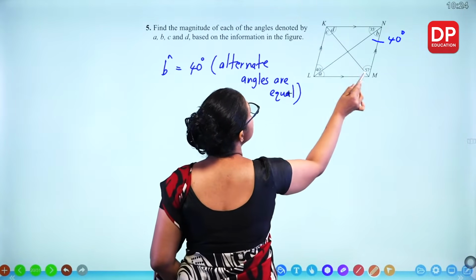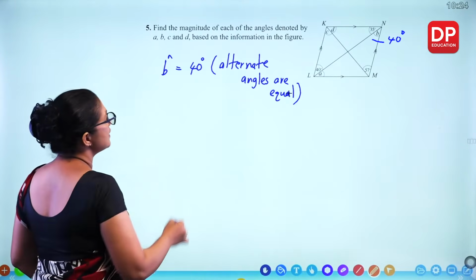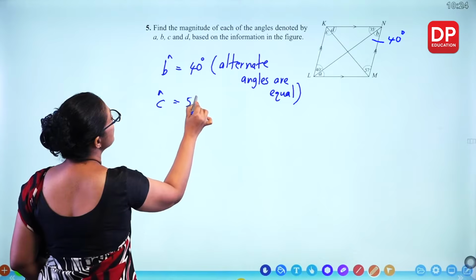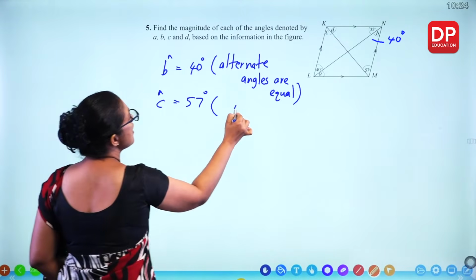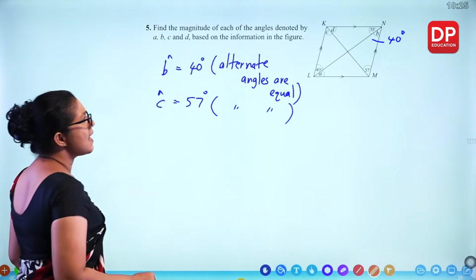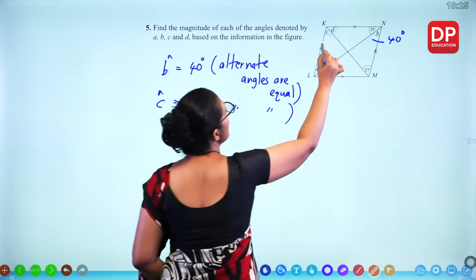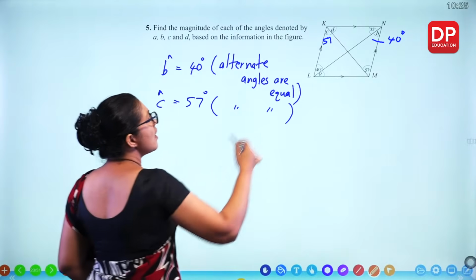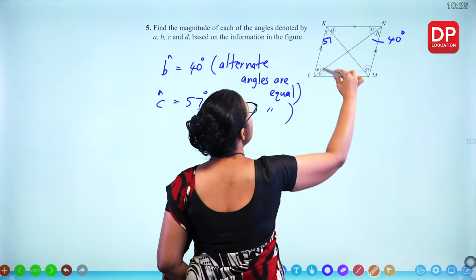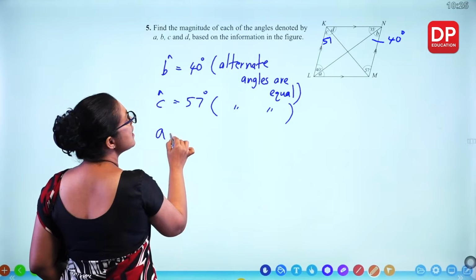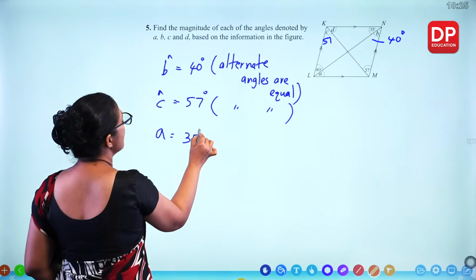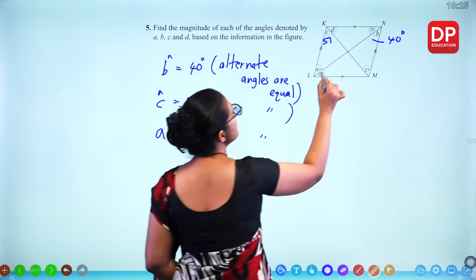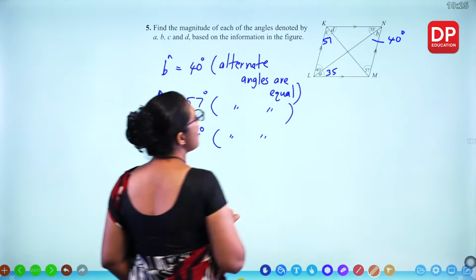C and this angle are also alternate angles. So C angle is equal to 57. Same reason, alternate angles are equal. I can write this is 57. Here this one, A is 35. That's also alternate angles are equal. So this is 35.